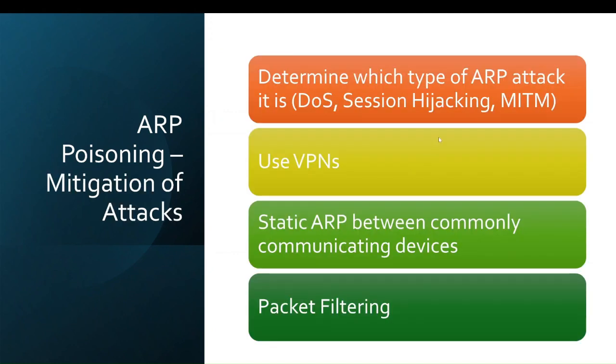So what are some possible mitigation techniques for this type of hack? You can determine which type of ARP attack it is, and that will allow for knowing which way to take. Some other ways to mitigate it are using VPNs and also static ARP between commonly communicated devices, like mentioned before in that example. So you don't want to change things that are important. Make it impossible to change an IP address that is associated with a MAC address. And there's also packet filtering.